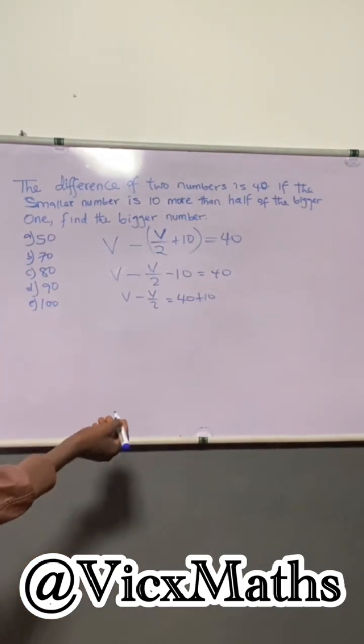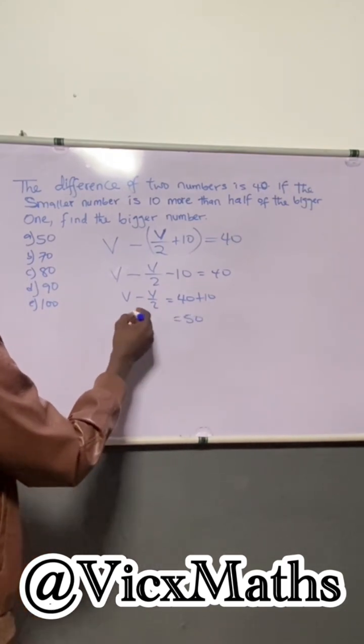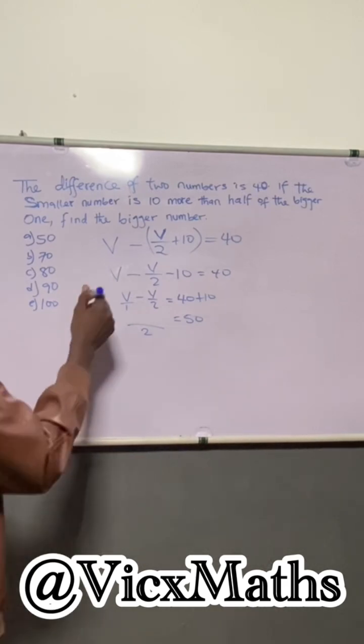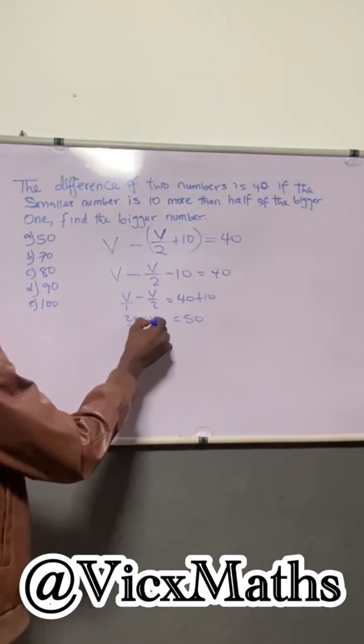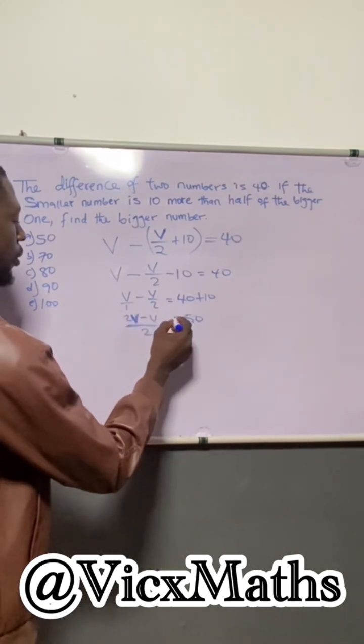So at this point, what do you do? Here you have 40 plus 10, which will give us 50, equals, now the LCM of this is 2. 2 going into this, which is all over 1, 2 going into 1 will give us 2, times this will give us 2V, minus 2 going into this will give us 1 times V will give us V. This is not 4, this is V, please. So now we'll be having equals.